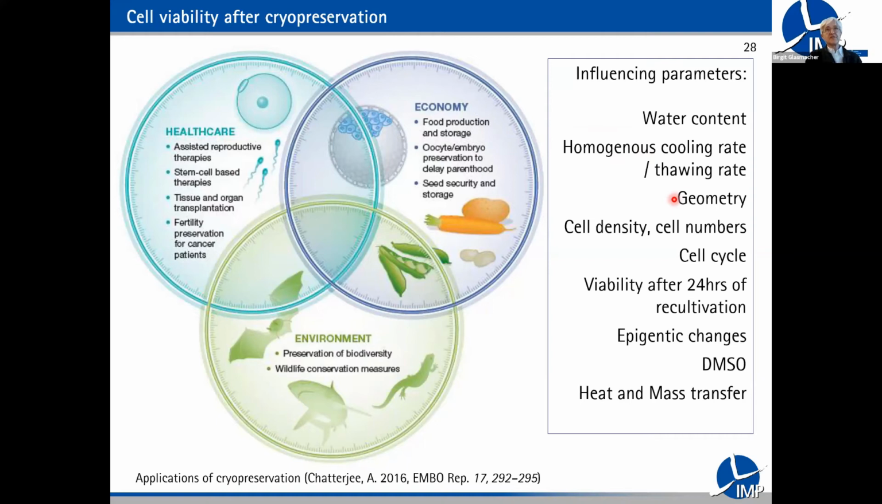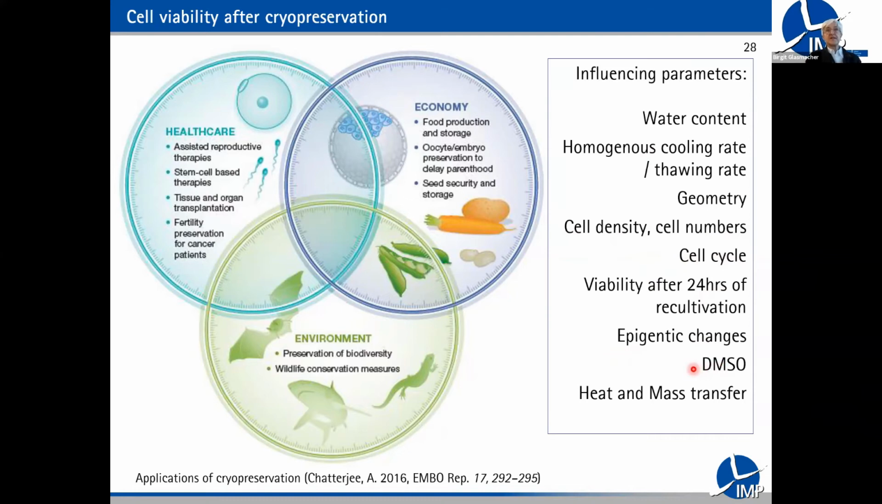volume. Geometry is very important. Of course, cell density, cell numbers in the volume is important. Cell cycle, I did not mention this, but this is of course also important, that it is not negatively impaired. Viability after 24 hours after recultivation. Look for the epigenetic changes to really be sure about your protocol.